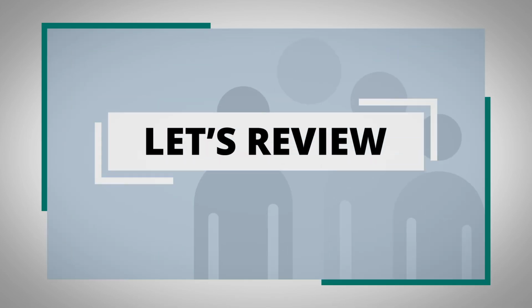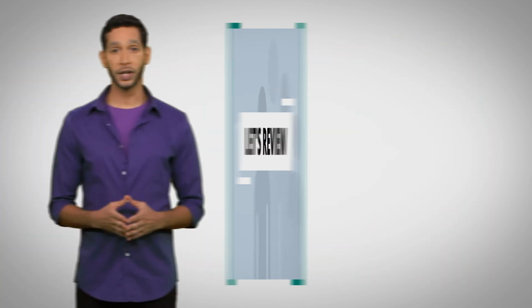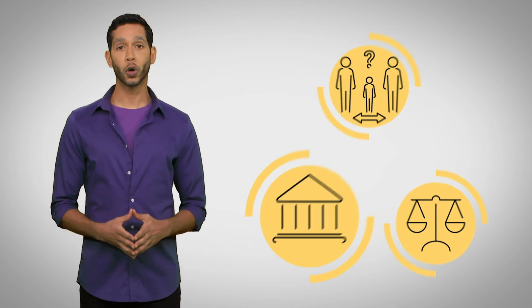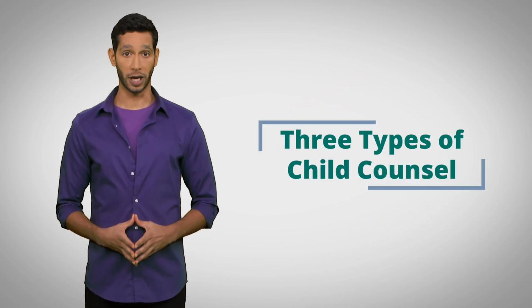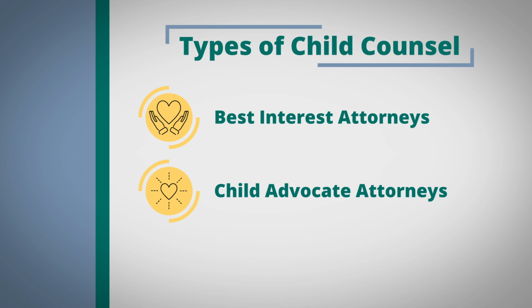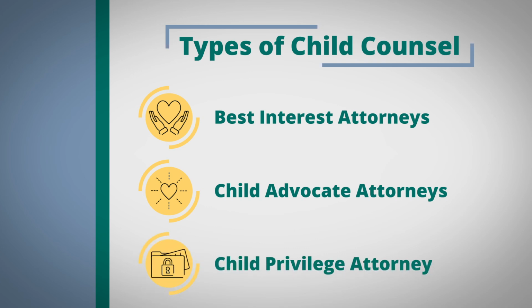We have covered a lot of information. Let's review. In child custody cases, the court can appoint a lawyer to represent your child. Courts carefully consider the impact of appointing child counsel and will consider a number of factors. There are three types of child counsel. Best interest attorneys represent your child's interests. Child advocate attorneys represent your child's wishes. Child privilege attorneys decide whether confidential information about your child can be shared. All three types of lawyers represent your child, not you.